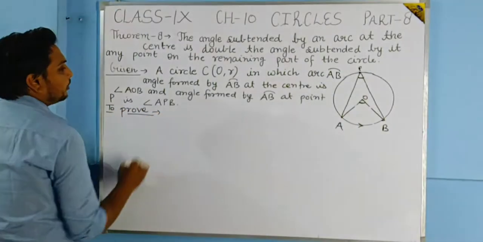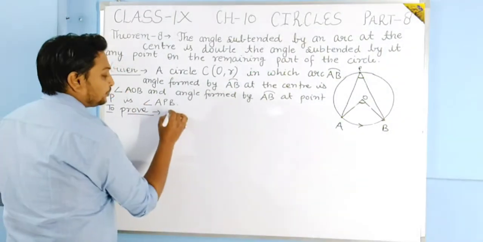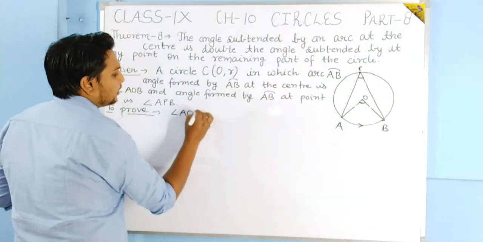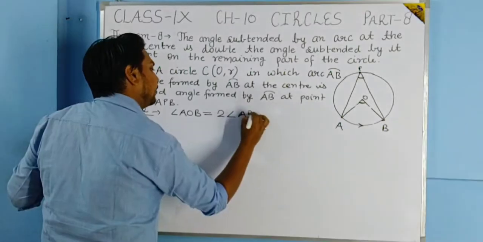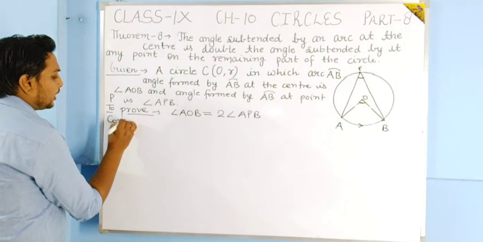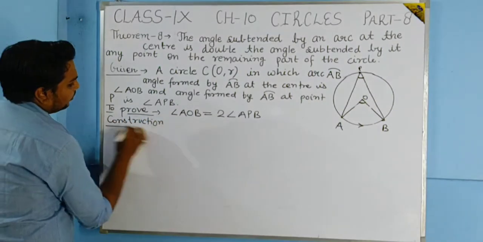What is to prove here? We have to prove that angle AOB is equal to 2 times angle APB. This we have to prove, okay. But before that we have to do some construction.